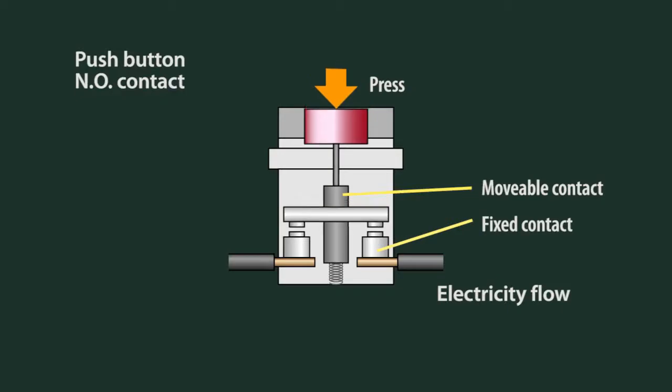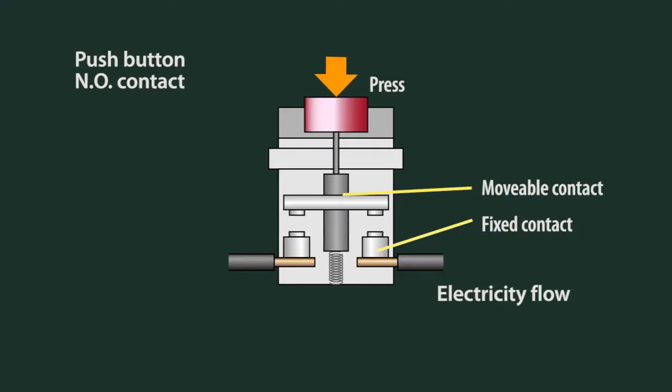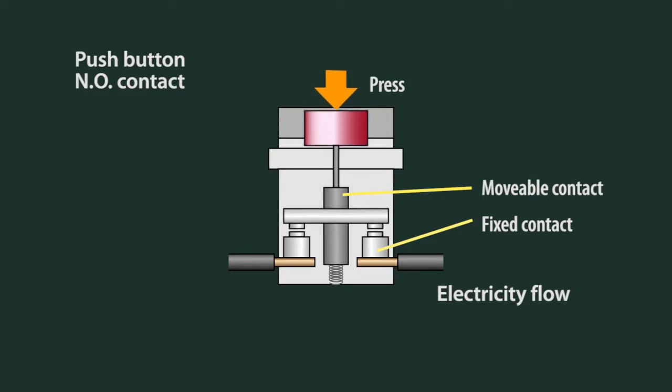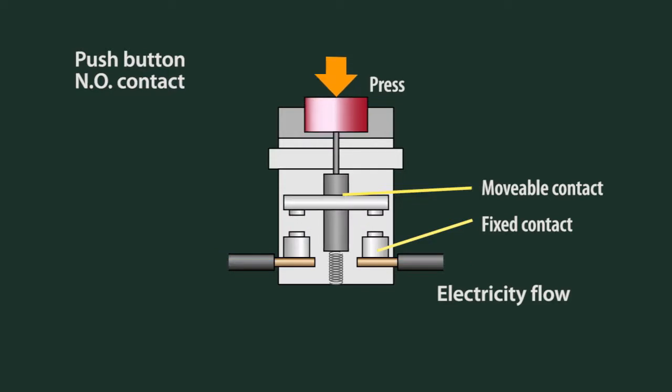If I make the analogy of normally open contact to a push button, a spring normally keeps the contact in open position and electricity will not flow. When the push button is pressed, the contact will close and electricity will flow. When the button is released, the contact is open again.